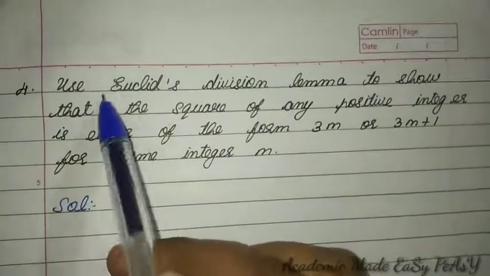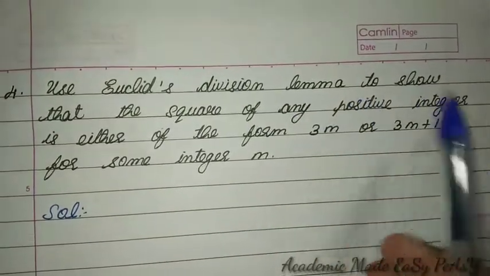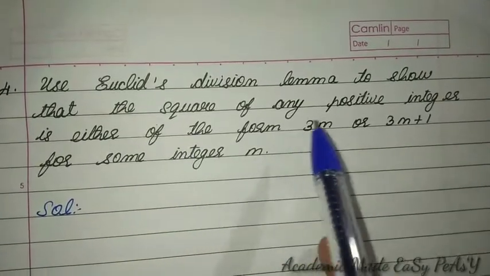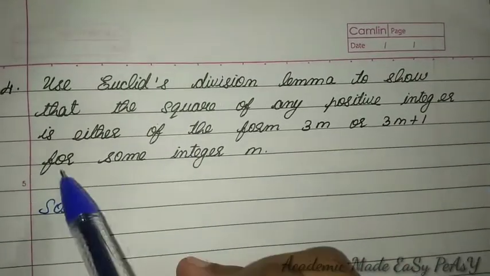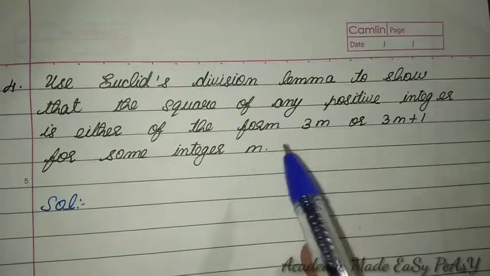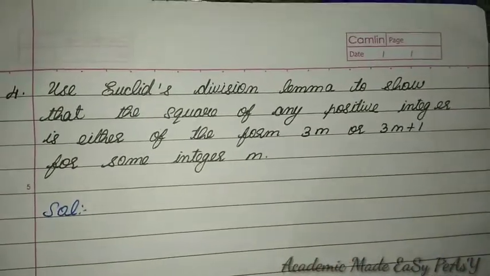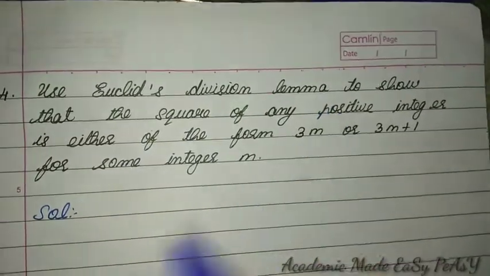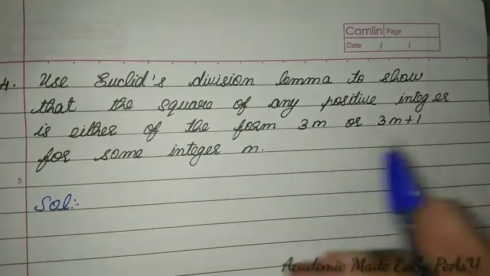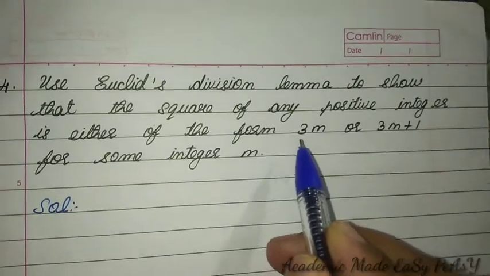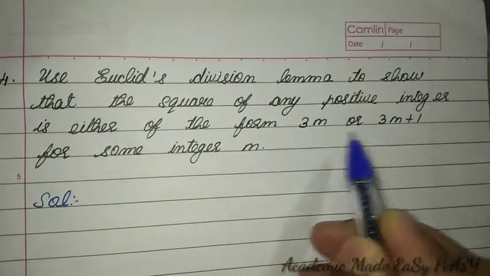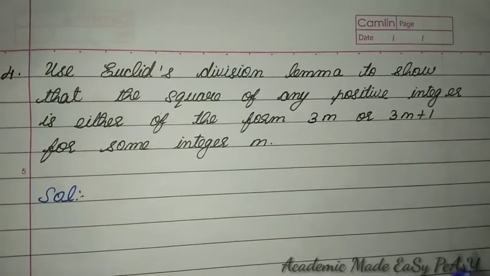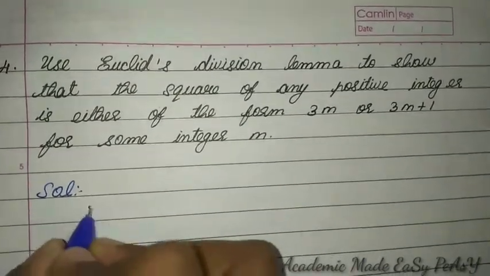Question 4. Use Euclid's division lemma to show that the square of any positive integer is either of the form 3m or 3m plus 1 for some integer m. Okay, so what we have to show is that using this Euclid's division lemma, if we square any positive integer, we may get the result in the form of 3m or 3m plus 1. Okay, that only we have to show. So let me write.